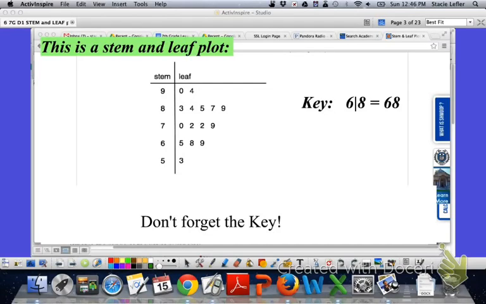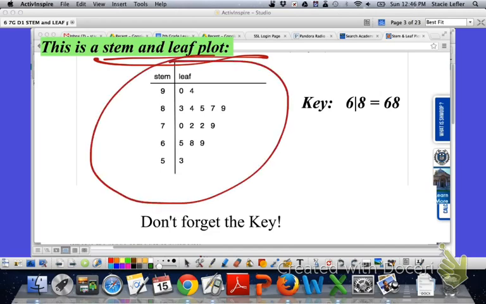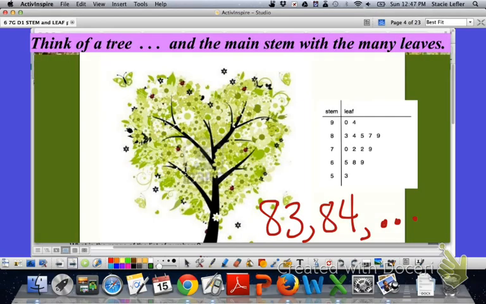Today we're going to look at stem and leaf plots. Stem and leaf plots are a way to represent data. It reminds me of a tree, where you think of the data in the 80s right here, where you have the stem as the 8s and a whole bunch of leaves listed.